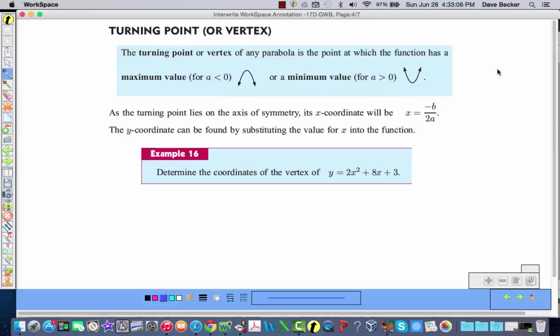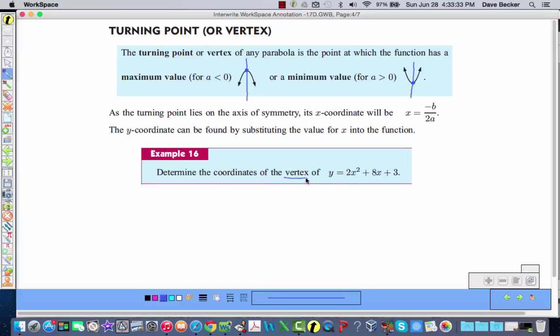Okay, so because of that, we find, or let me rephrase that. The axis of symmetry is like the mirror of the parabola, and it gives the x-coordinate of the vertex. And if we know the x-coordinate and we know the equation of the parabola, we can get the y-coordinate.